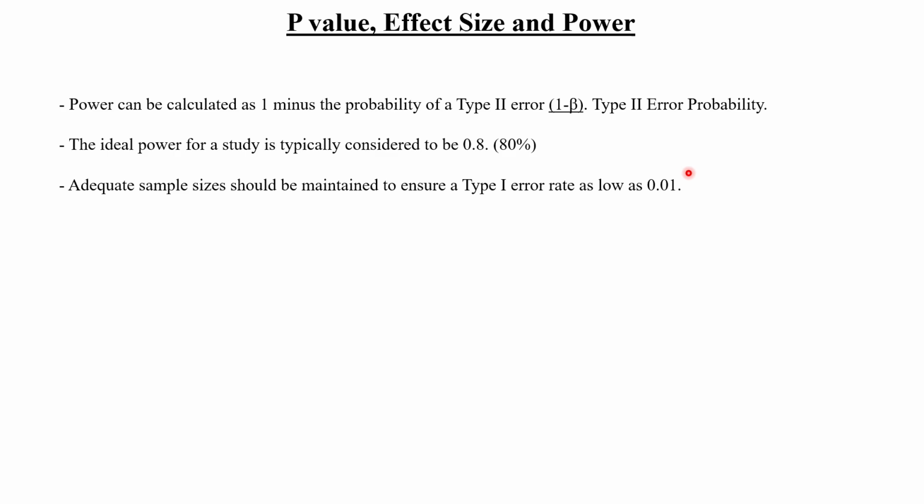Adequate sample sizes should be maintained to ensure a type 1 error as low as 0.05 or 0.01 and a power as high as 0.8 or 0.9. Nevertheless, it is important to note that a power value below 0.8 does not automatically render a study completely worthless. In recent years, the concept of cost-effective sample size has gained significance.